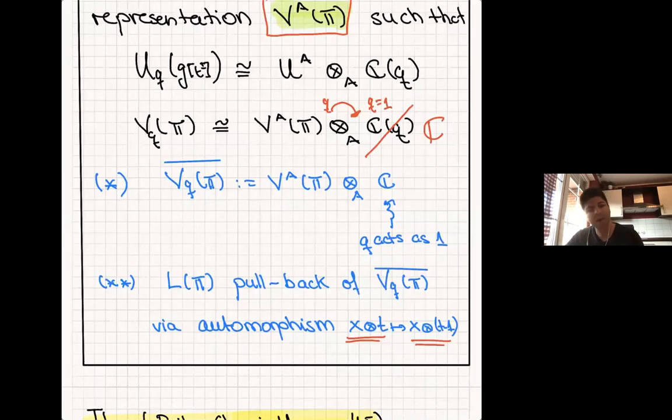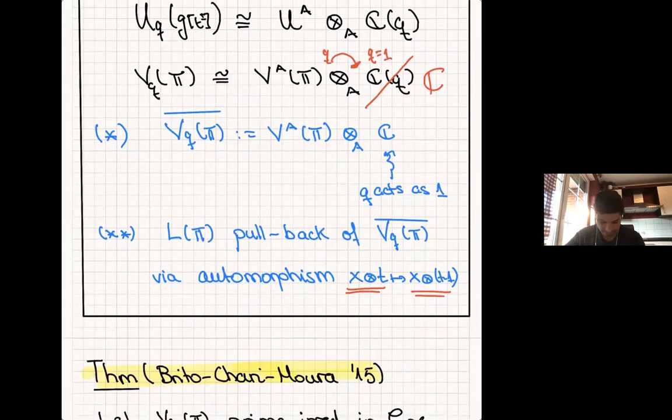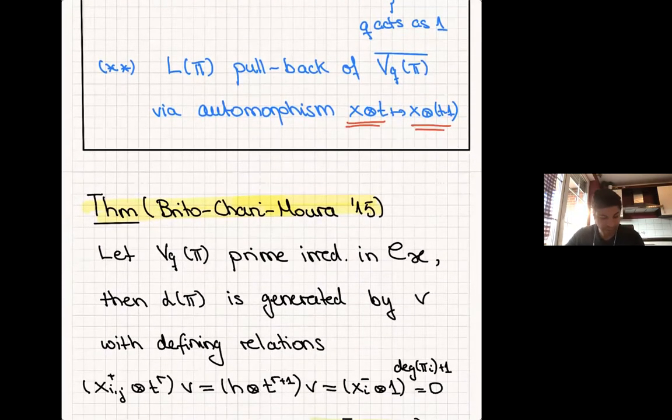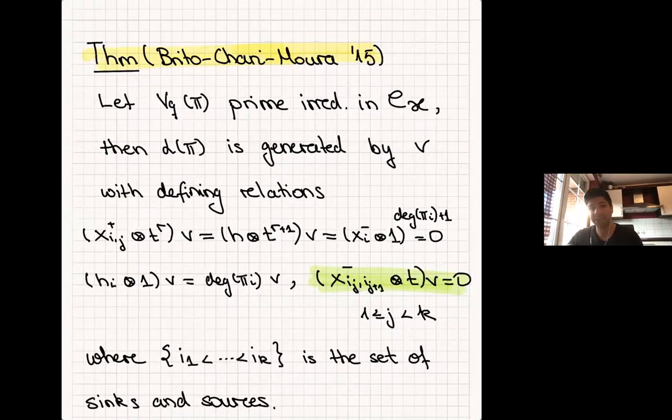You can describe this L of pi in certain cases, which was done in a paper in 2015 by Brito, Chari, and Moura. Namely, let V_q(pi) be a prime irreducible object in that category. So you perfectly now know how pi looks like. So pi has a particular form. It depends on a quiver. Then this graded limit is a cyclic representation, and it has certain defining relations.